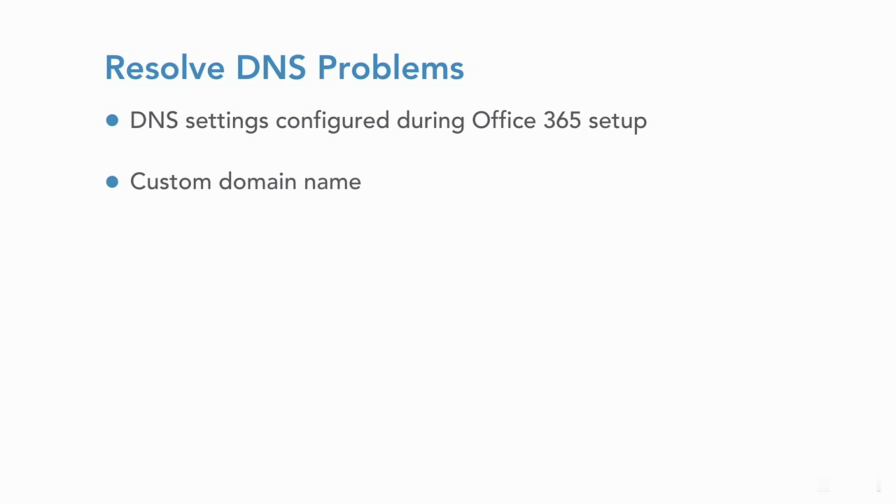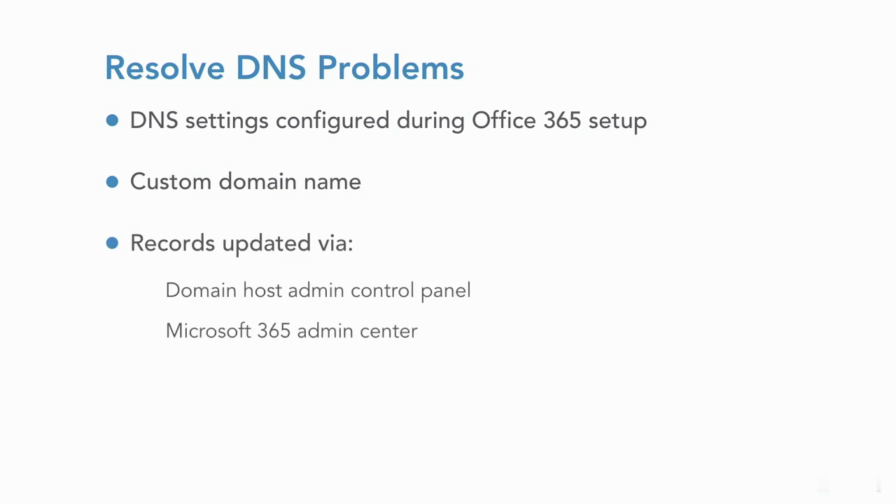An administrator will have verified your custom domain name and configured your DNS records to point to Office 365. This configuration can be done using the admin control panel for your domain host or via the Microsoft 365 Admin Center. The records are used to point your client devices and apps to the various services provided by Office 365. These DNS records should use the root domain names rather than IP addresses because IP addresses may change over time. For example, use Outlook.office.com and Office365.com.